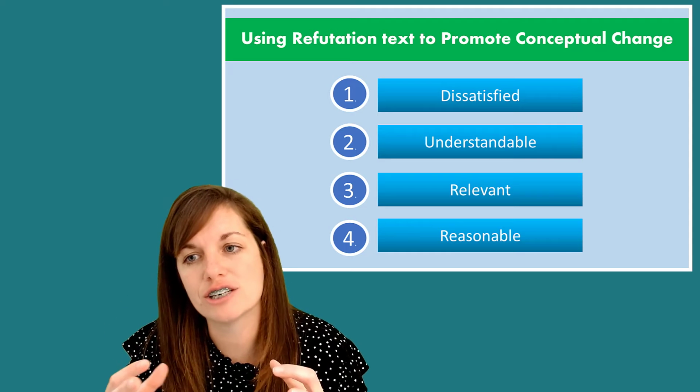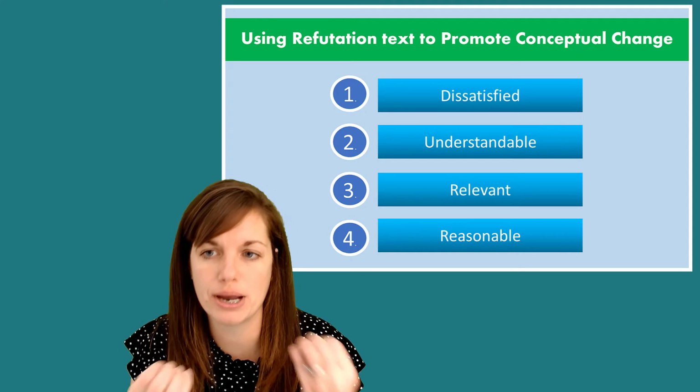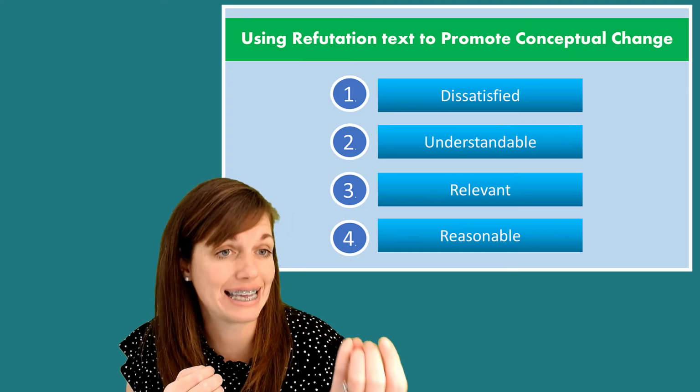So with refutation text, we have three parts. We have a misconception, a cue, and a refutation with a scientific explanation.